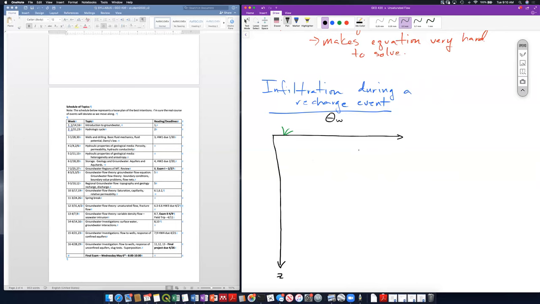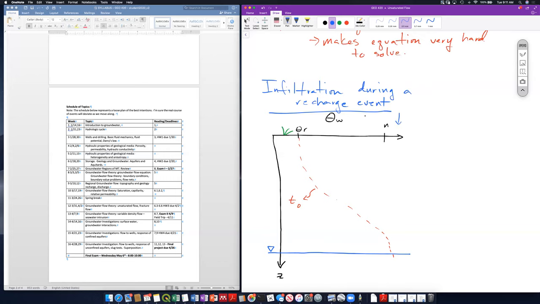We're going to start off after a long time. So here's theta sub r. Let's start off like we haven't had precipitation for a long time. My water table is down here at the base. We've drawn this curve. Our volumetric water content looks something like this. So this is t equals zero.